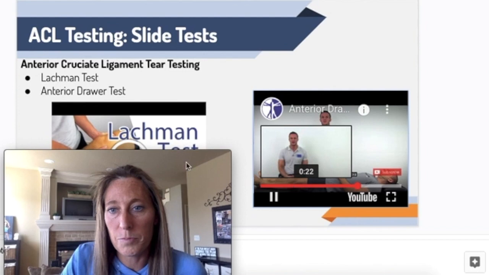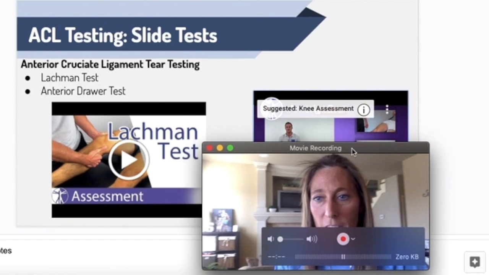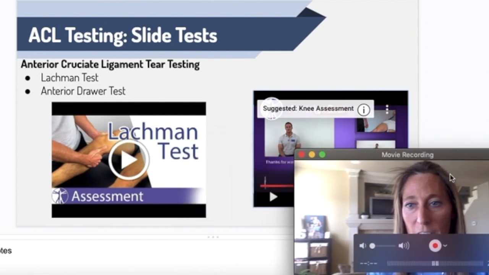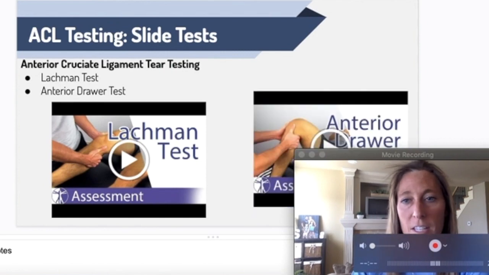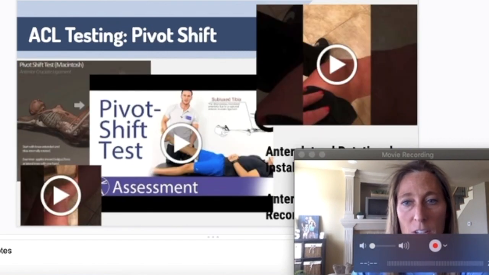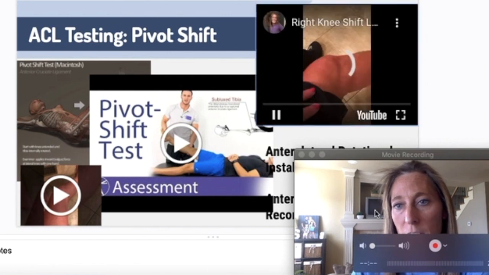This was our video on the anterior drawer test. All right, I'm going to move back to the corner here, and we'll continue on. So those are the slide tests. The next thing are pivot tests. Some examples here of what a pivot shift would look like.